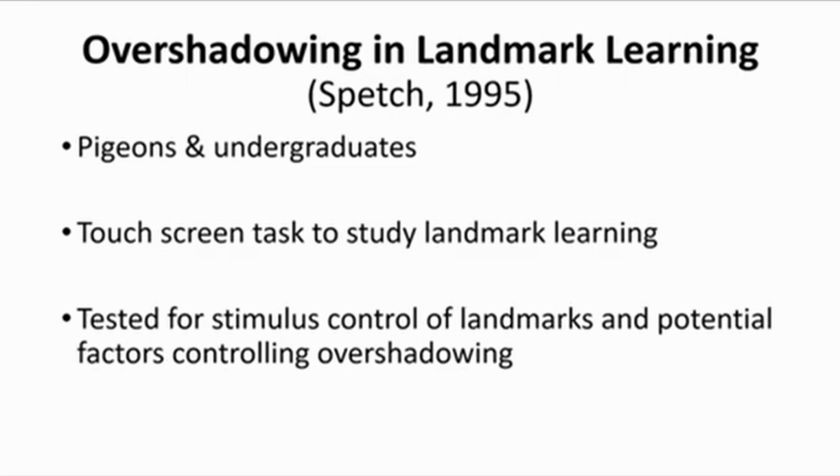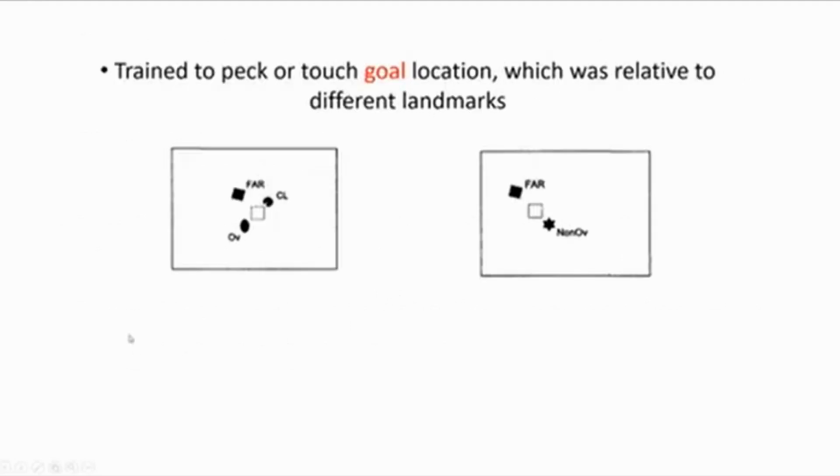So in this setup, they ran the same experiment in both pigeons and undergraduates, and they used a touchscreen task to understand or study landmark learning. So this experiment was set up to test for stimulus control of landmarks and to look for potential other factors that might control overshadowing. So let's look at this actual experimental setup.